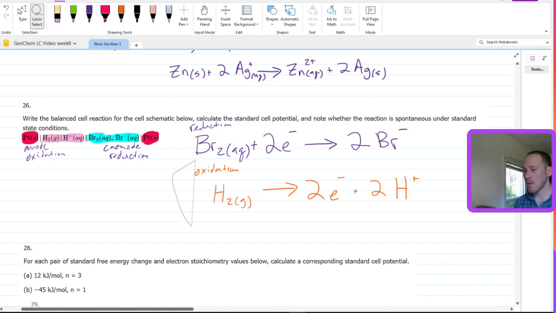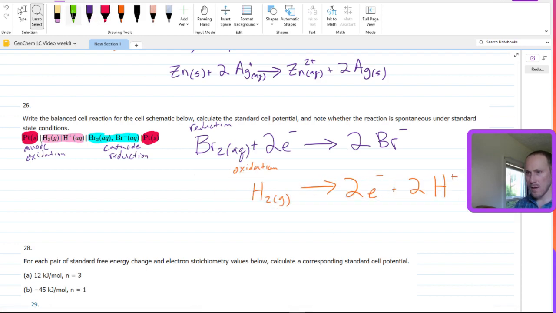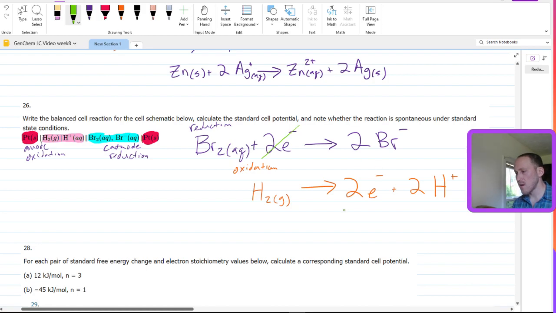Let me line this up better. We're going to combine these equations because these are both happening simultaneously. 2 electrons are gained by the bromine. 2 electrons are lost by the hydrogen. That cancels. So our net equation is that Br2, aqueous bromine, and hydrogen gas.